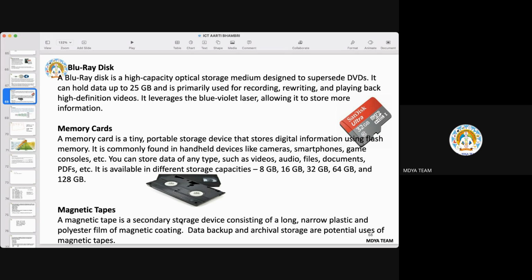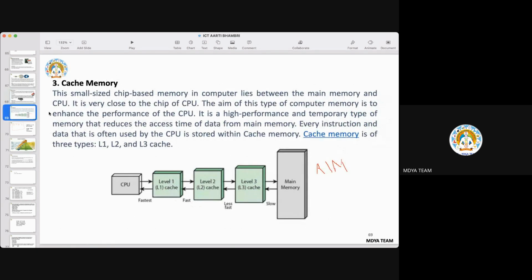Magnetic tapes are also not in use. They are also a type of storage device. Then the third one is cache memory. Till now, we have studied primary memories, secondary memories, and then cache memory.